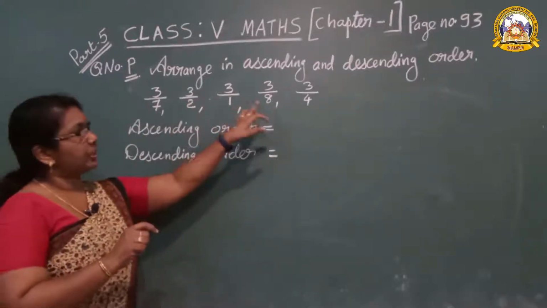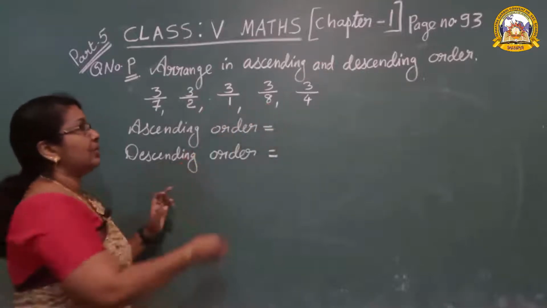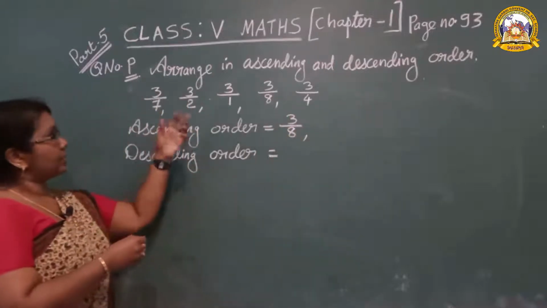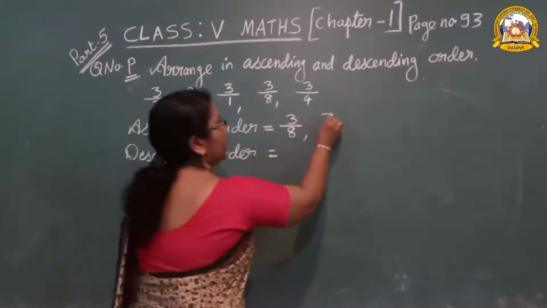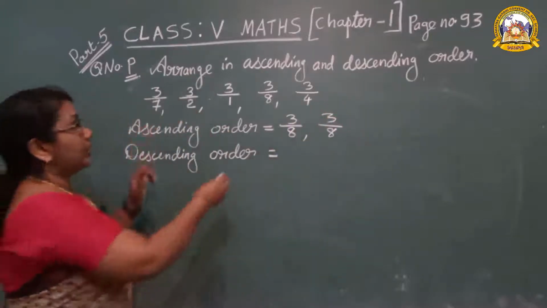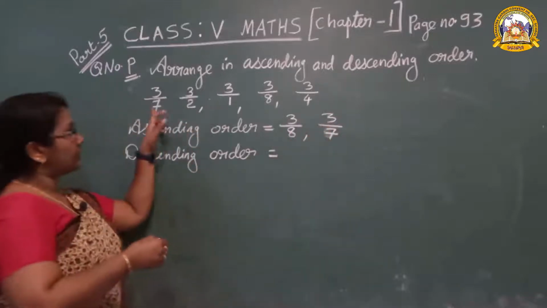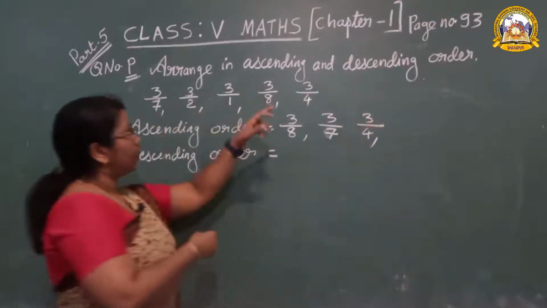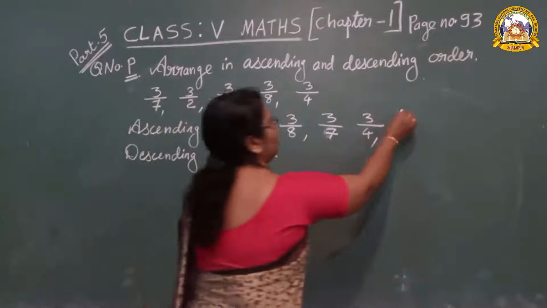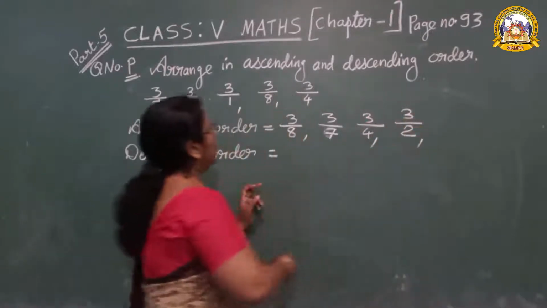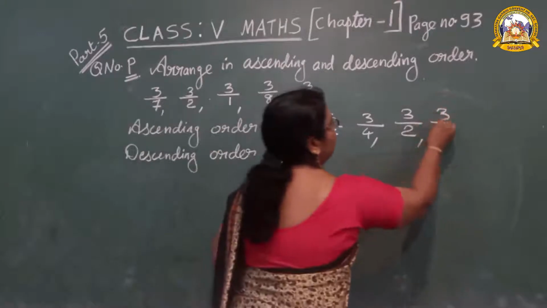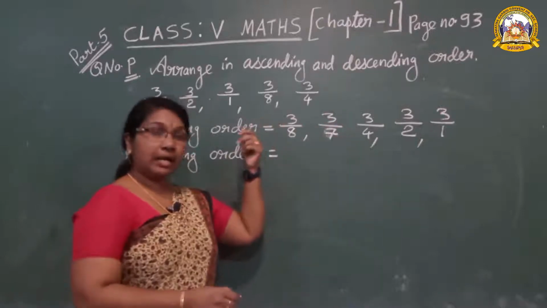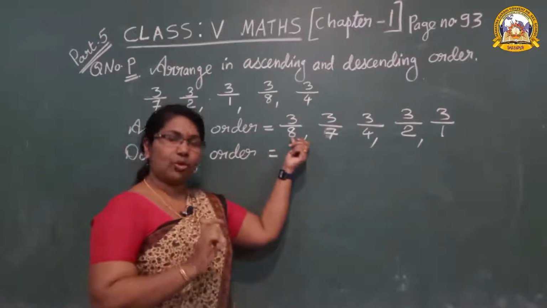So now look here, which is the biggest denominator? 8. So 3 by 8 is the smallest fraction. Then next which one? 7. So 3 by 8, then 3 by 7. Now after 7 which one? 4. So you have to write here 3 by 4. Then after 4 which one? 2. So next one is 3 by 2. Then the last one is 3 by 1. Once more the rule: when the numerators are the same, the largest denominator is the smallest fraction.